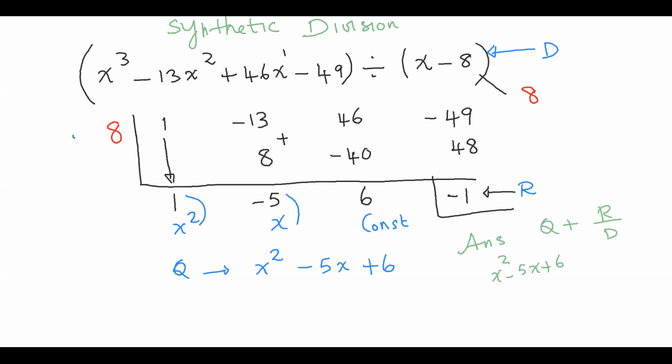6, plus the remainder is -1 over the divisor. The divisor is given, you don't put the 8 here. We have to write whatever the expression is, whether binomial or trinomial, whatever expression was given in the original problem. That is our divisor. Question?